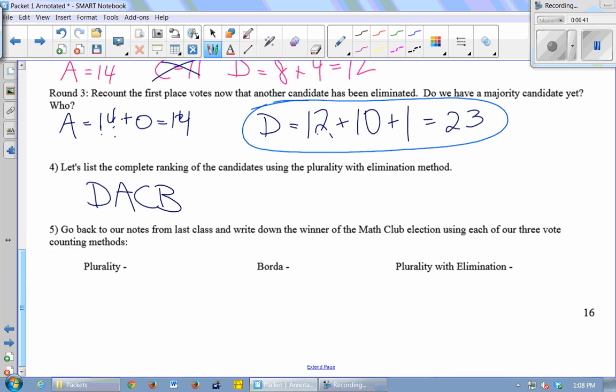All right, so let's go back and write down the winner from our three methods. Plurality was A in this election, and Borda was B. And now we just learned a new method, plurality with elimination, and the winner is D. That is pretty crazy.